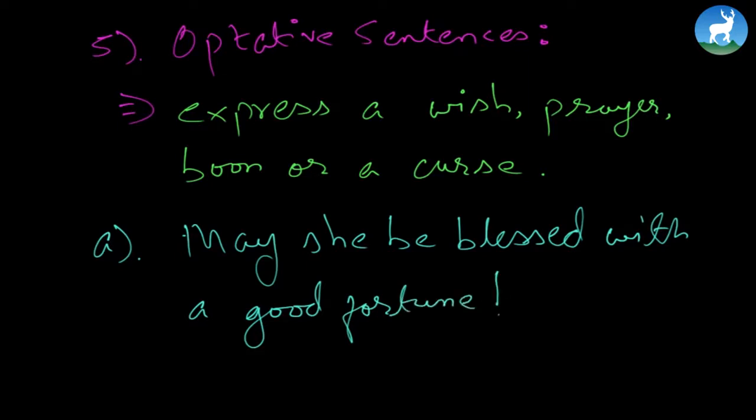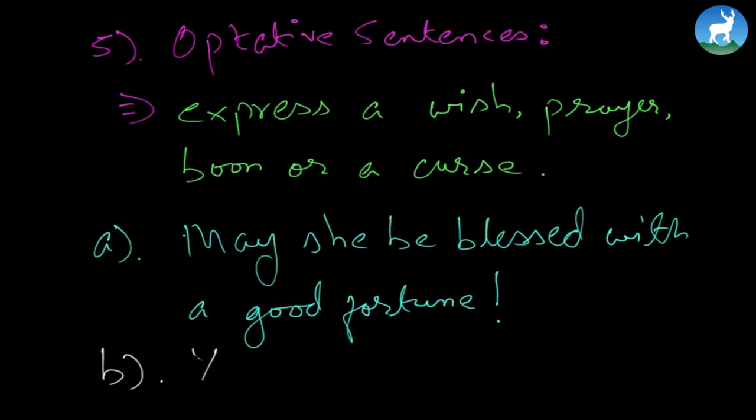May she be blessed with a good fortune. Now, this nature of the sentence, rather than showing certain human emotions like joy, sadness, or extreme happiness, deals with a boon or a good wish. That is, may she be blessed with a good fortune. That's why we consider it an optative sentence.